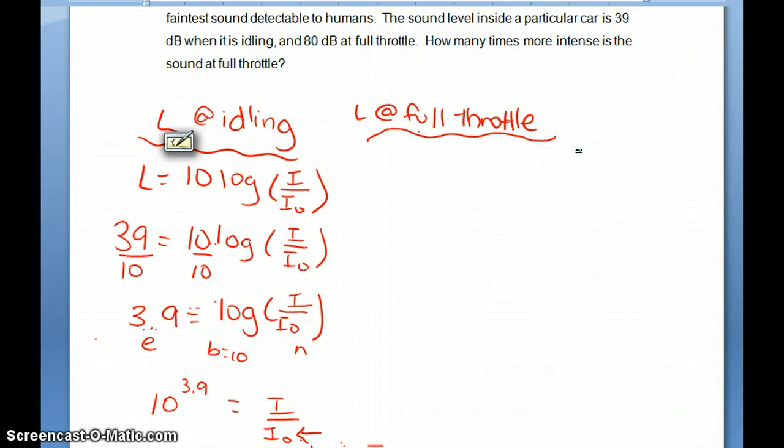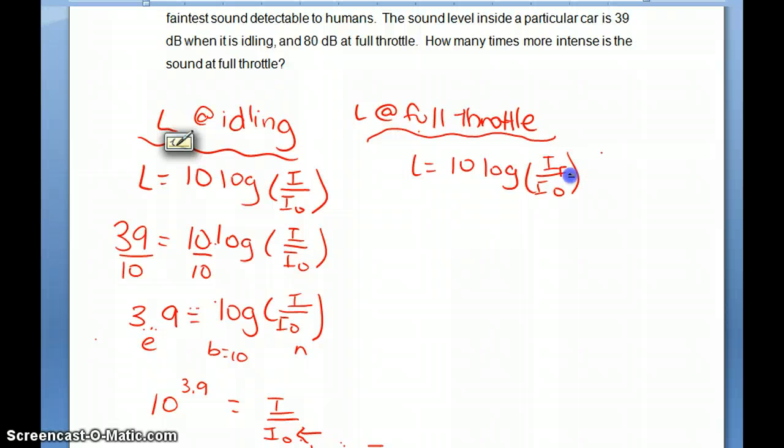Okay, so now we need to find what the intensity is when we're at full throttle. We're going to use that exact same function. So we have L is equal to 10 log of I over I naught. That's why I labeled the other one previously with the little i. So this one we could say I F, that'll be I at full throttle.